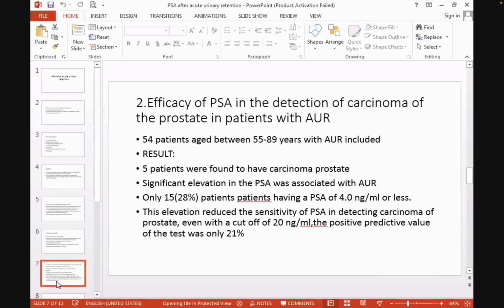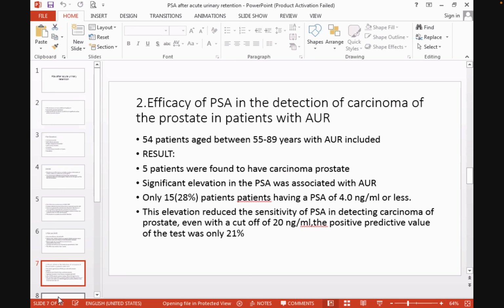This is a study done in 2005 in which they studied the efficacy of PSA in the detection of carcinoma of the prostate in patients with acute urinary retention, where 54 patients aged between 55 to 89 with acute urinary retention were included. They found that 5 patients had prostate cancer. Significant elevation in PSA was associated with acute urinary retention. Only 15, that is 28% of patients, had a PSA of 4 nanogram or less. Thus, this elevation reduces the sensitivity of PSA in detecting carcinoma of the prostate, even with a cutoff of 20 nanogram per ml, and the positive predictive value was only 21%.